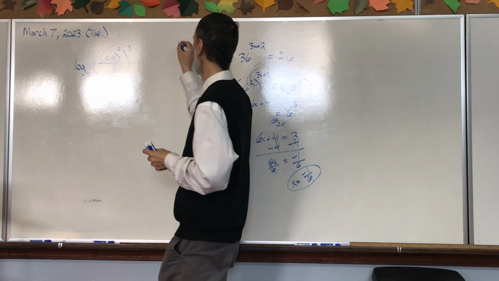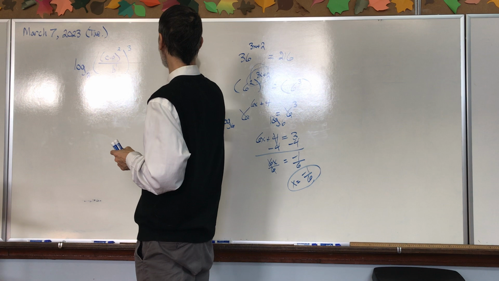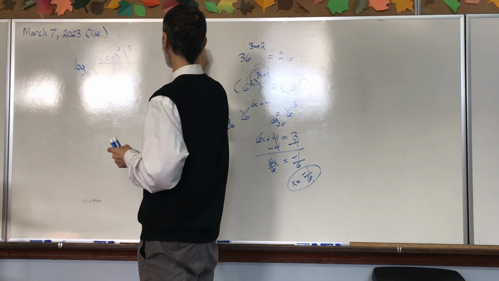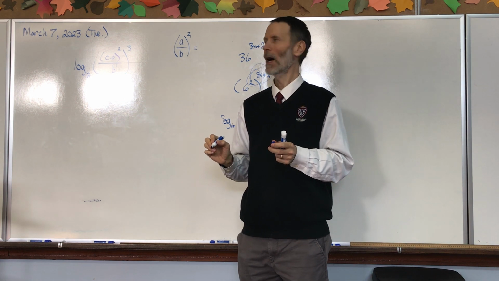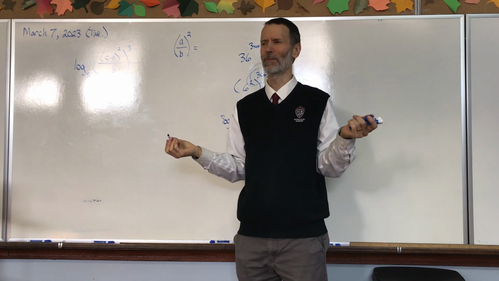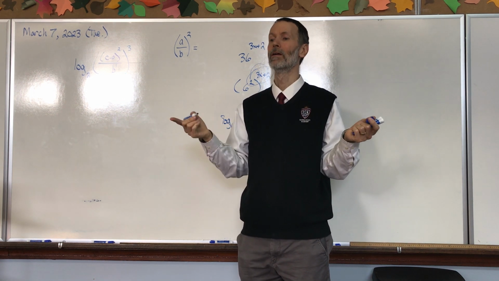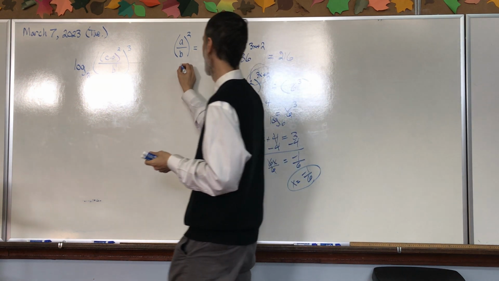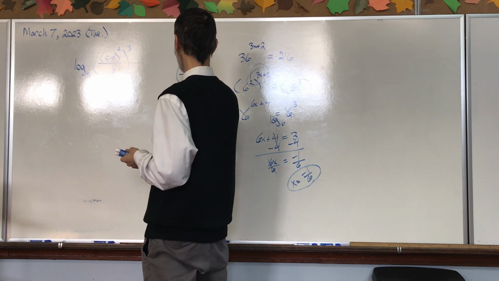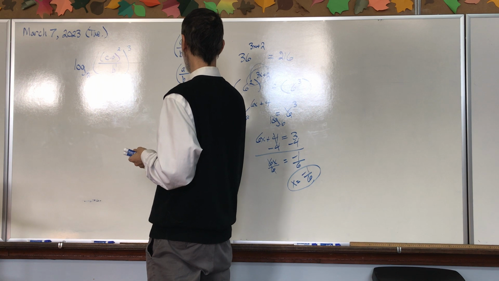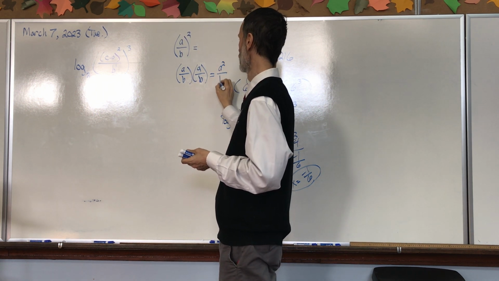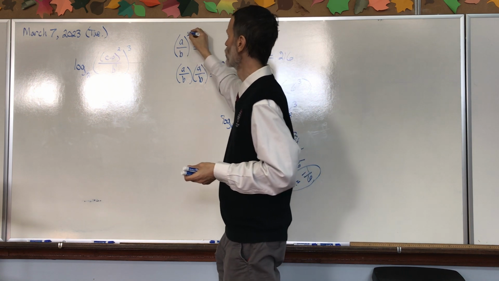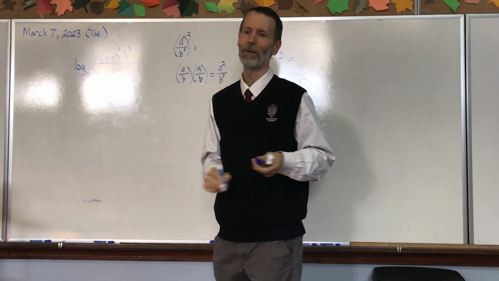Question, how do you raise a fraction to a power? It's actually easier than you think. What does squaring something mean? That means that you multiply a number by itself. So can anybody tell me what a over b times a over b is? It's a squared over b squared. Exactly. You square the top, square the bottom.